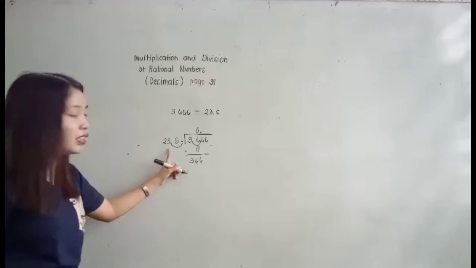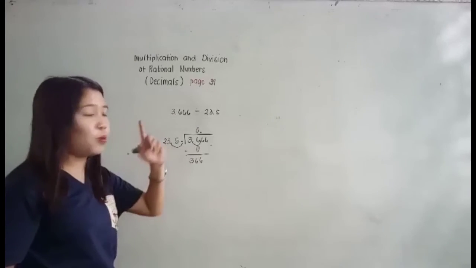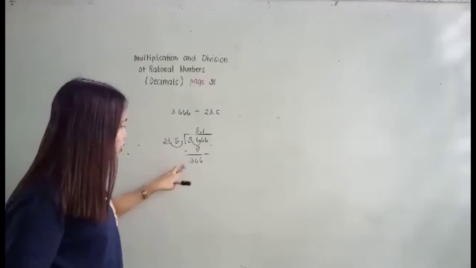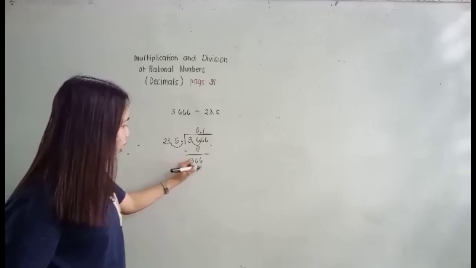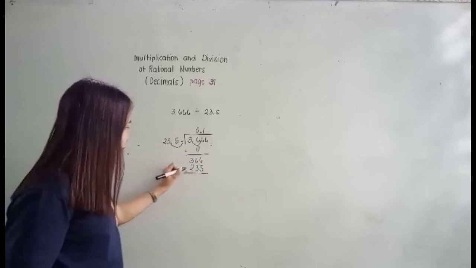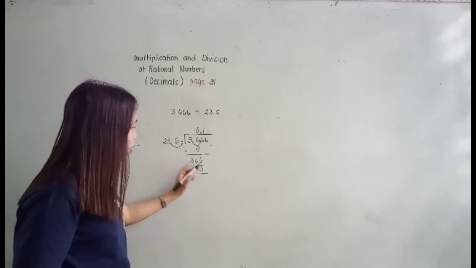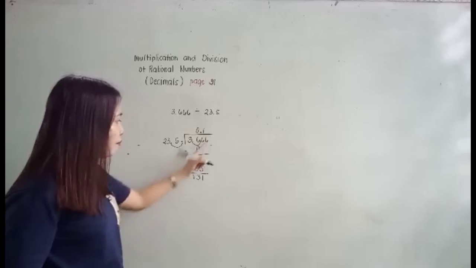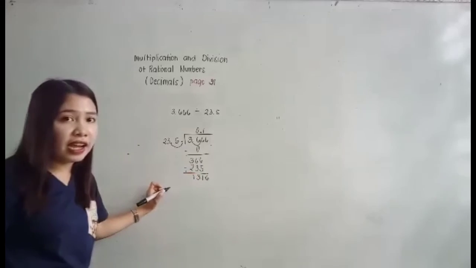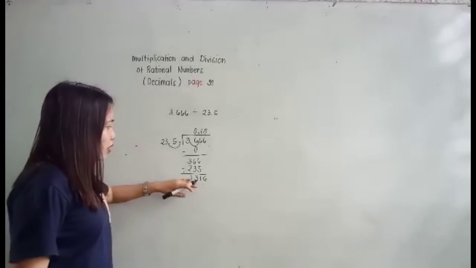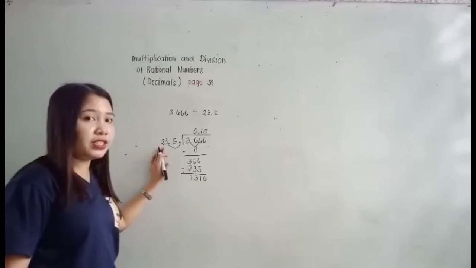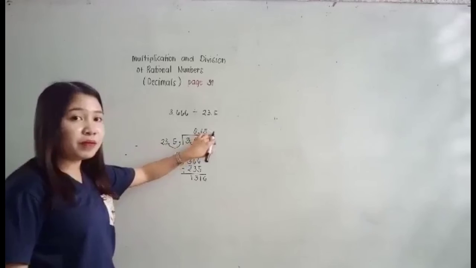divided by 235 ay equal to 1. Okay? So, 1 times 235 ay equals to 235. Then, minus. So, 6 minus 5 ay equals to 1. 6 minus 3 ay equals to 3. And 3 minus 2 ay equals to 1. Bring down 6. Okay? So, 1,316 divided by 235 ay equals to 5.